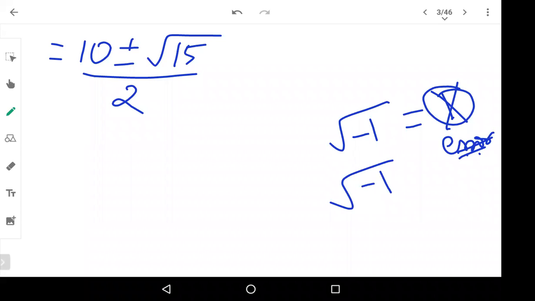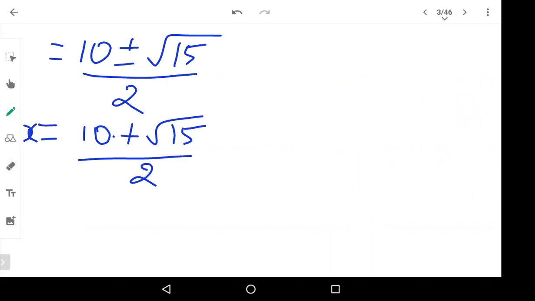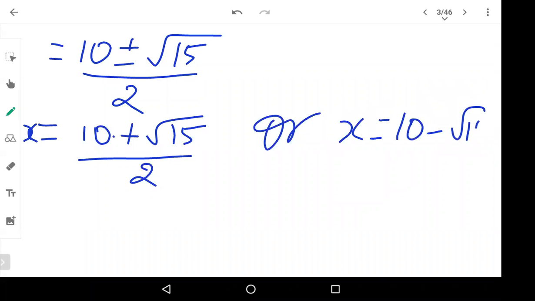Now here you have two roots. That is nothing but x is equal to 10 plus square root of 15 by 2. This is one of the roots. The other root will be x is equal to 10 minus square root of 15 by 2. This can be asked for a 5 marks question. It can be a sub question. You will not have this as one question for 5 marks; you can have a sub question.